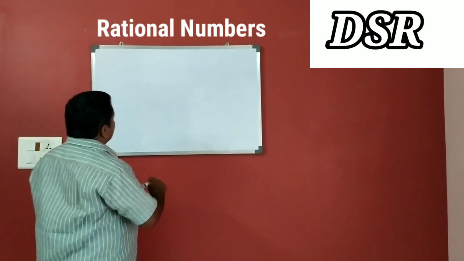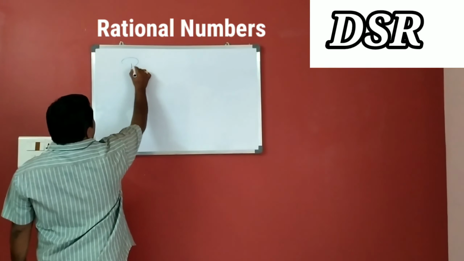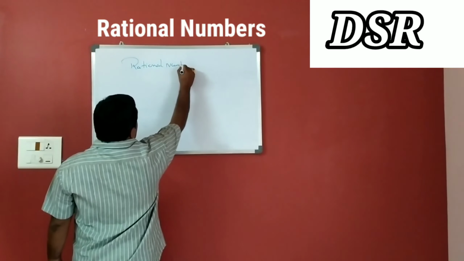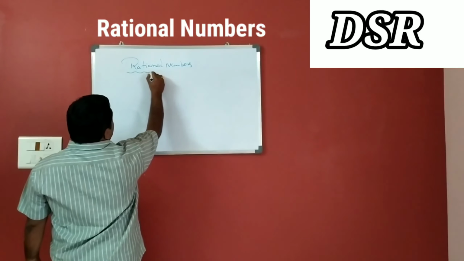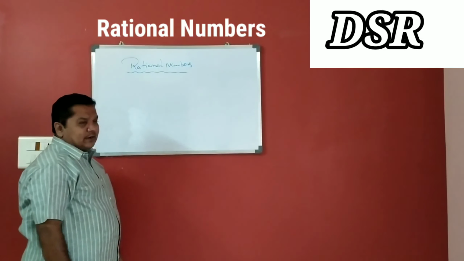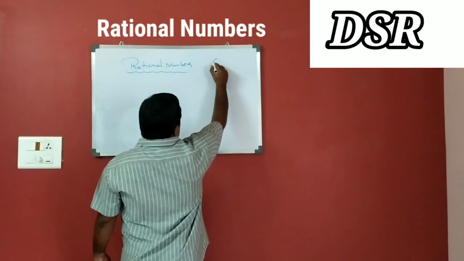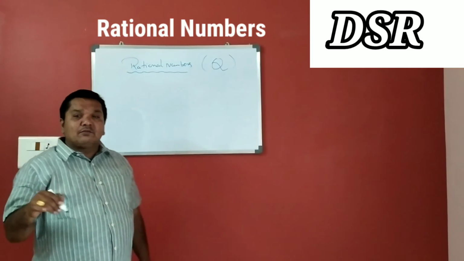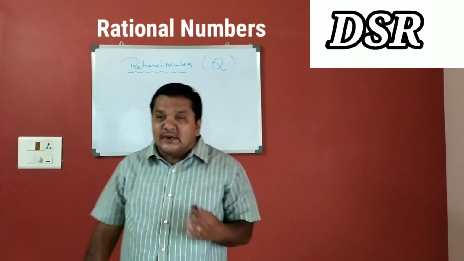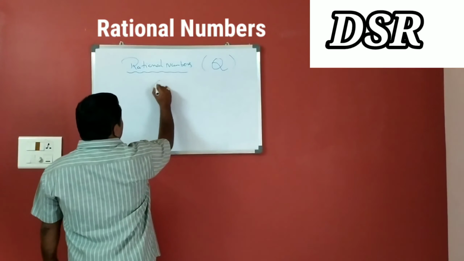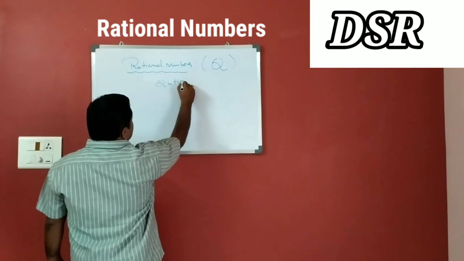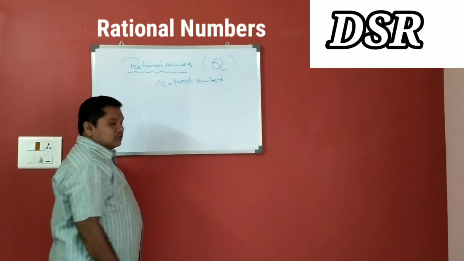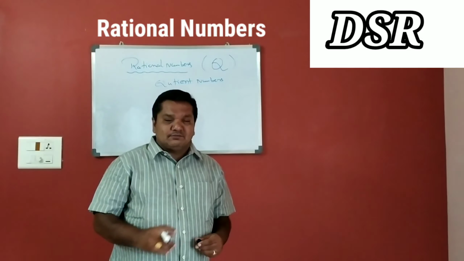Now today we will discuss rational numbers. Rational numbers are denoted by Q. The rational numbers are also called quotient numbers.